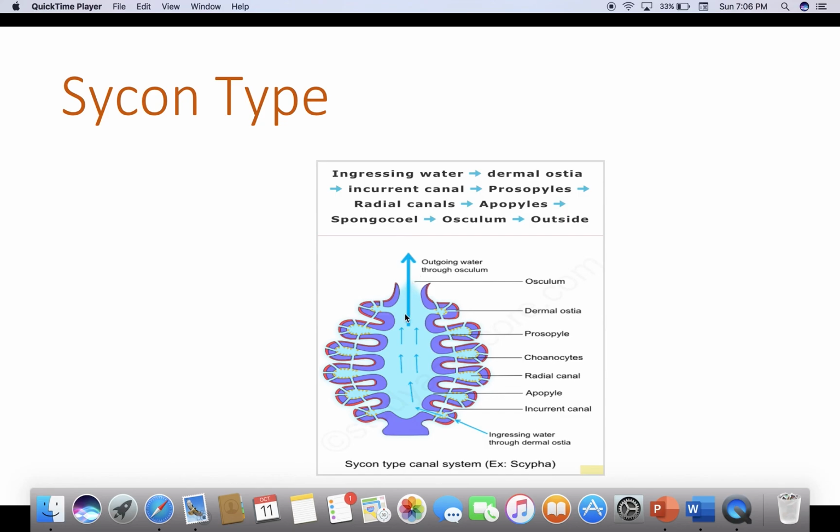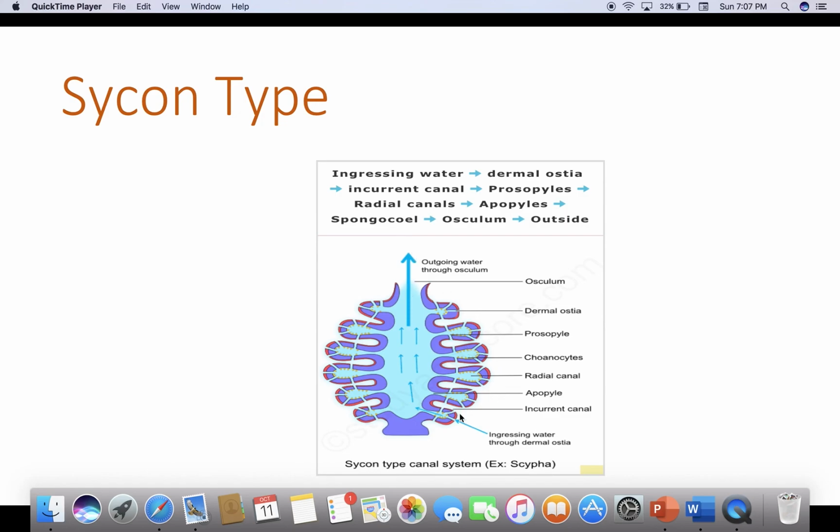So the course of the water current can be represented like this: water enters through the dermal ostia, then moves into the incurrent canal. Then from the incurrent canal, through the prosopiles, it moves into the radial canal, and then from the radial canal it moves into the spongocoel through the apopyle, and then moves outside through the osculum.